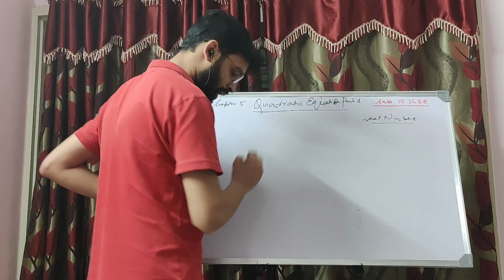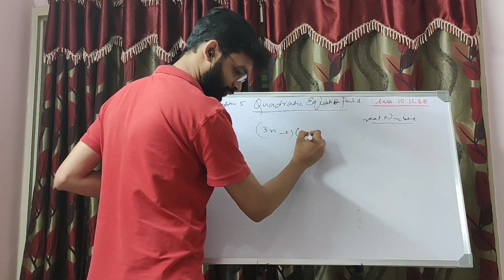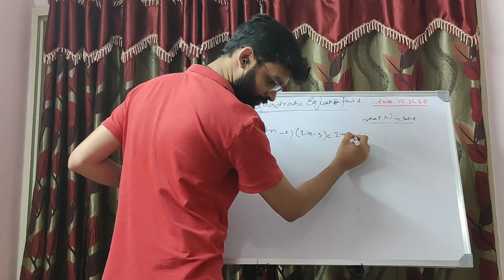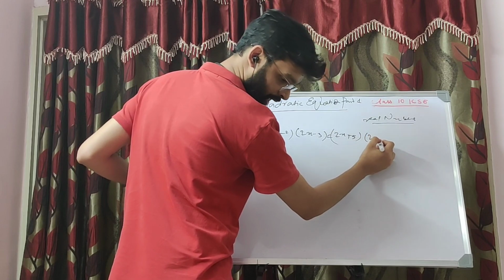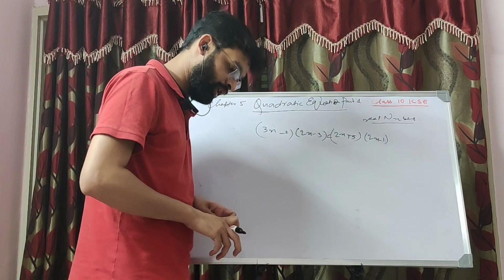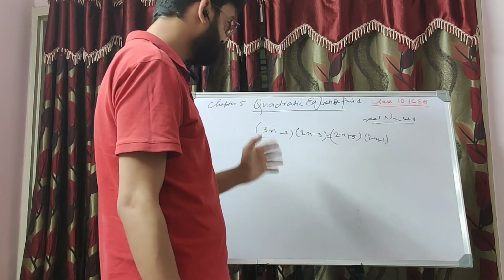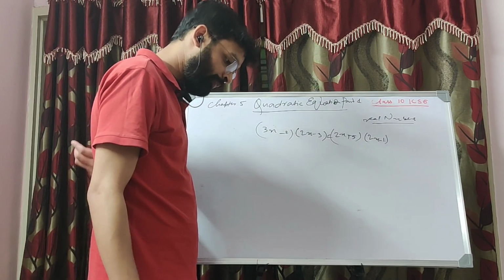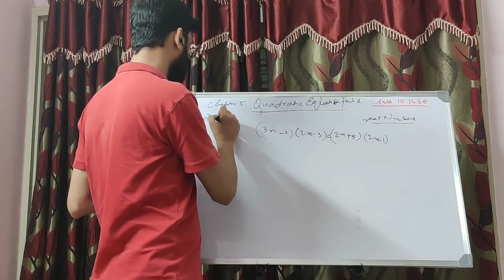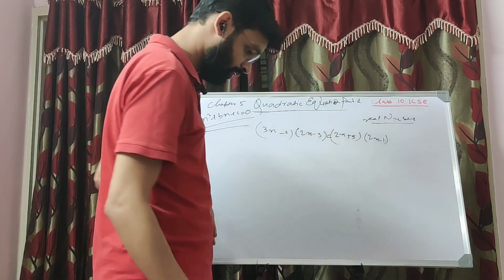For example, a question has been given as (3x minus 2)(2x minus 3) is equal to (2x plus 5)(2x minus 1). Now the question is, is it a quadratic equation? How will we see whether it is a quadratic equation? It needs to be proved in the formula, that is ax square plus bx plus c is equal to 0. It should follow this form.